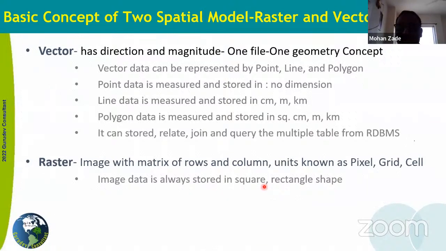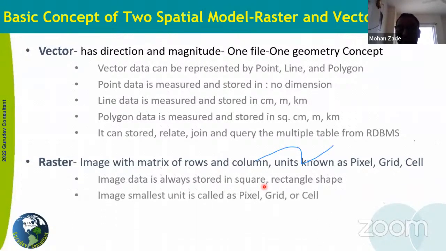Always remember, it cannot be stored in a zigzag format. It's always stored in a square or rectangular shape. It cannot be stored as a polygon or trapezoid, nothing like that. They are just stored in the form of squares and rectangles.